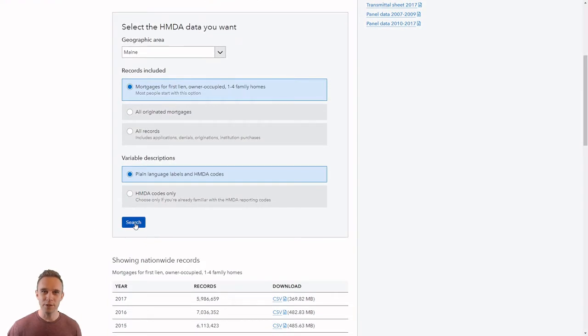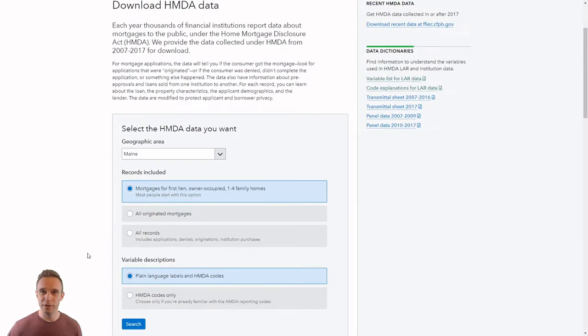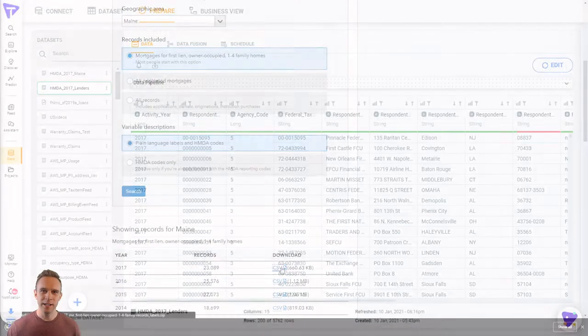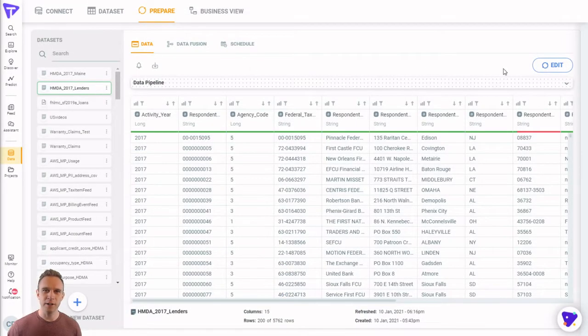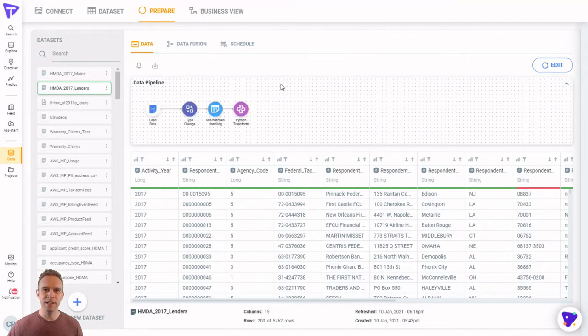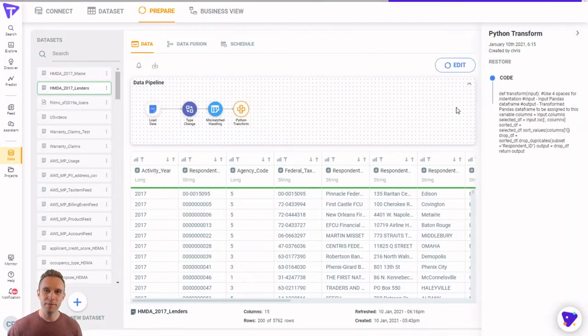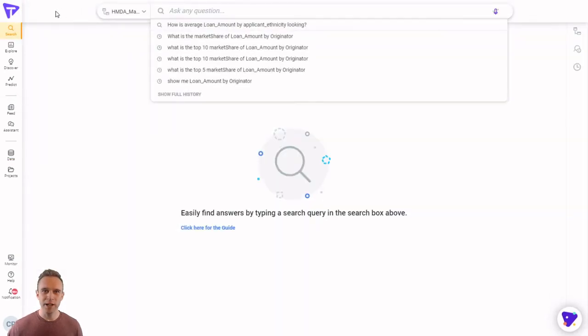I grabbed two tables, one with loan level data and then another table with information about the originators or lenders involved. After loading into Tellius, I noticed that there were some duplicates in the lender table that would inhibit a really simple join. I put together a simple Python script and was able to apply this right within Tellius Data Prep. Right from this point, I could instantly understand market share. No manual calculation required. Tellius does it for me.